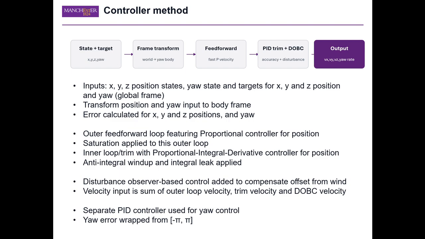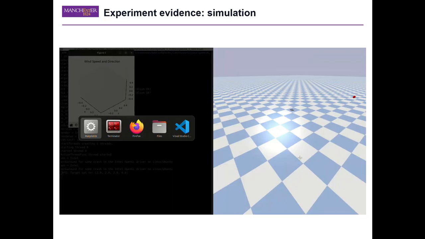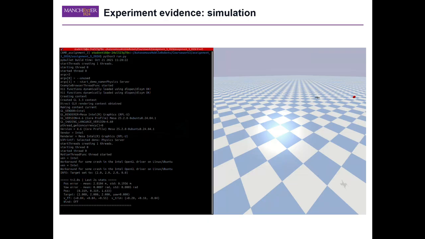High proportional gain improved response time, but too much of it caused oscillation, so the final gains were optimized to give fast convergence without overshoot. This video shows the flight of the simulation drone using our controller.